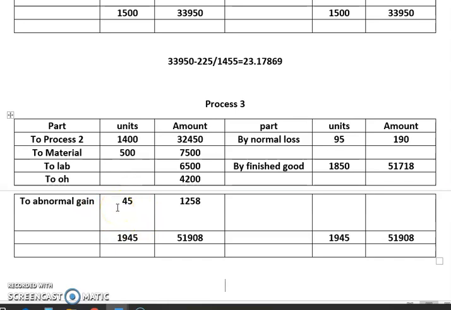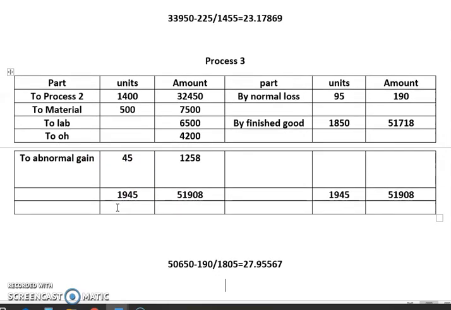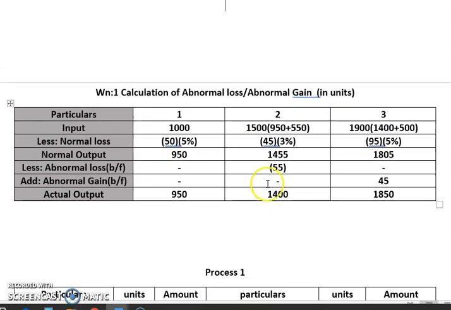But in this process I have an abnormal gain which is coming from working note number 1, 45 units. Guys, nothing changes. Whatever calculation you have done for abnormal loss, the same calculation you have to do for abnormal gain also, which means you are supposed to calculate the cost per good unit and multiply with the units to get the value of abnormal gain. So what did I do? I have considered from here until here. Please guys understand, from here until here you have to accumulate the figures. You will get 50,650 minus whatever normal loss you have, 190, divided by the normal output. Again my normal output is taken from my working note number 1, that is here.